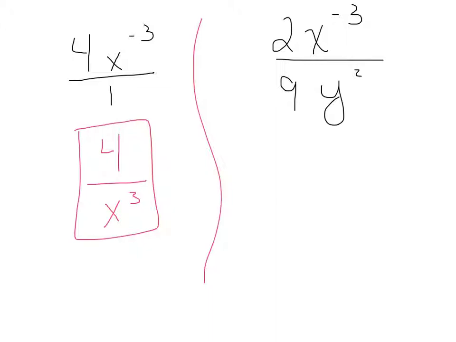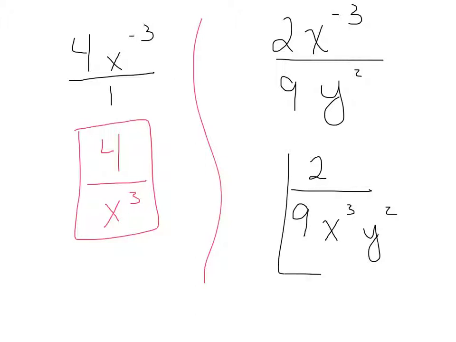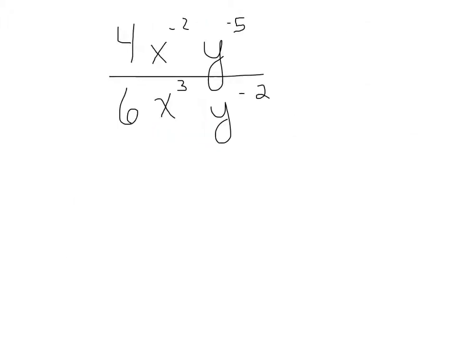How about the second example? Very similar. The 2 stays in the numerator, the 9 stays in the denominator, the x to the third is going to jump down into the denominator, and the y squared is going to remain with it. Now you'll notice I wrote the x in front of the y. That's just to stay alphabetical.